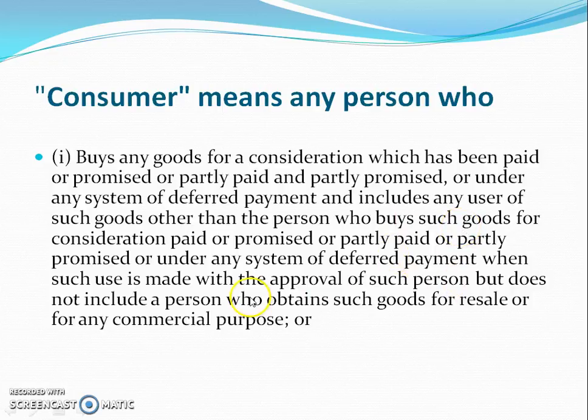Okay, but it does not include a person who obtains such goods for resale or for any commercial purpose. Now this is a sub clause given to this particular definition, that if you're buying the goods for resale or for any commercial purpose, you will not be accounted for as a consumer. Why was this added in the Consumer Protection Act? Because this act has simpler procedures. So the lawmakers did not want big business houses to exploit this particular act as becoming consumers. So it is given to small individual consumers who are buying the goods for their individual consumption and not for commercial purpose.